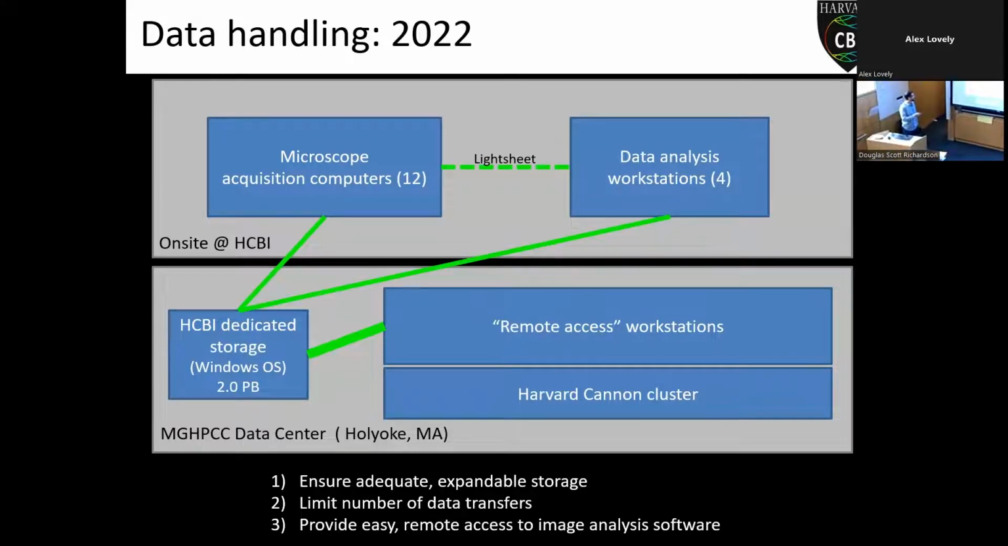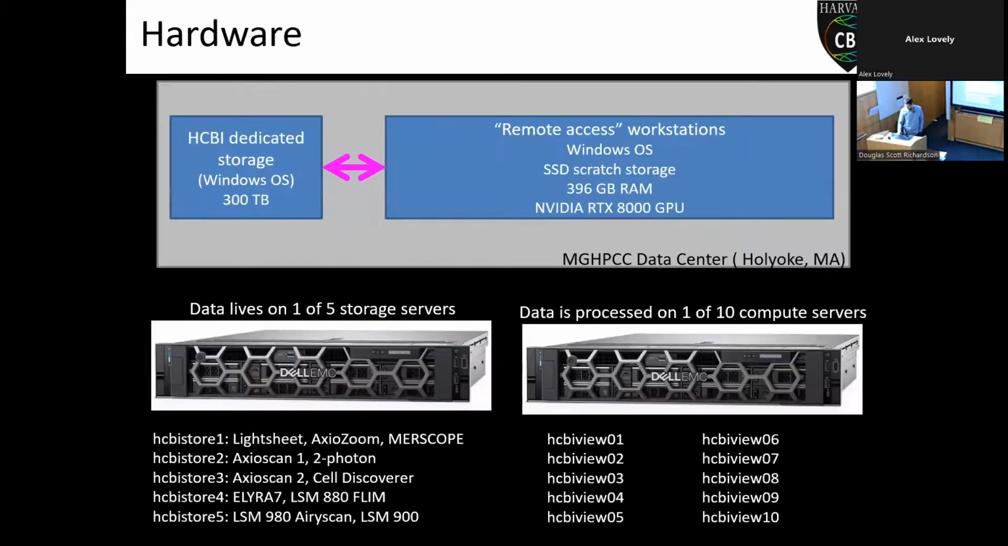And then the other thing that we've done is right next to this dedicated storage out in Holyoke, we now have 10 what I call remote access workstations. And these are workstations that you can connect directly to from your home, from the lab, lying on your bed, wherever you want. And these are insanely powerful. And so you now can harness that computational power from wherever you want to be. So I think with this setup, we've done a good job of meeting all of our initial goals for this project. So just to tell you a little bit more about what this hardware actually is.